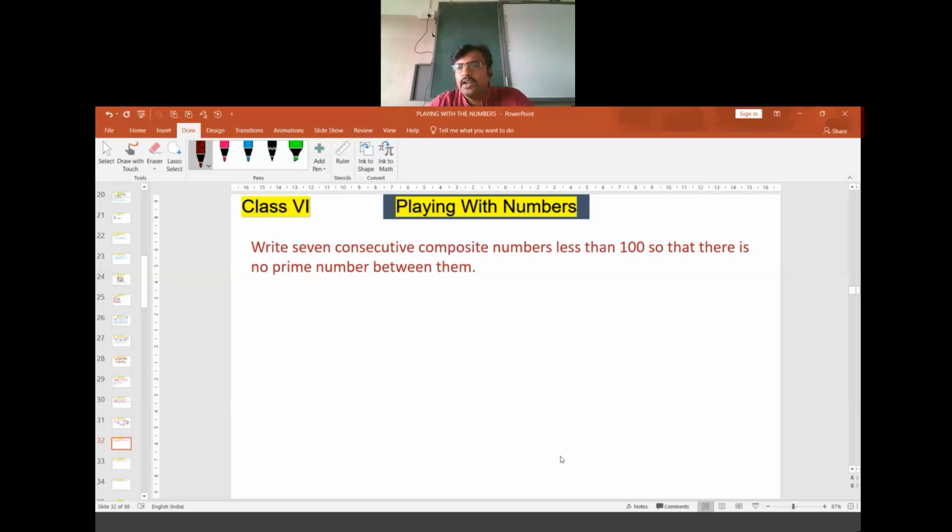Now, this time, I'll be asking a question to Sampreet. Others will not answer. Sampreet is enjoying with the emojis. Let him answer this. Yes, Sampreet. Sir, enough of playing with the emojis, sir. You will answer this question. Write 7 consecutive composite numbers less than 100 so that there is no prime number between them. Sir, 1 minute, sir. I'll tell. 1 minute. You are playing with the emojis.